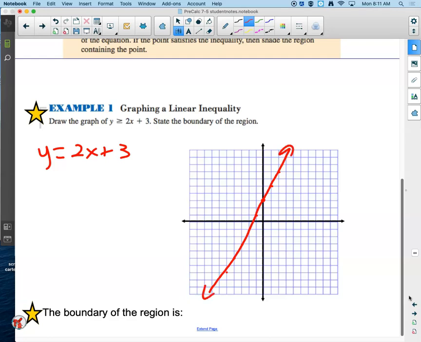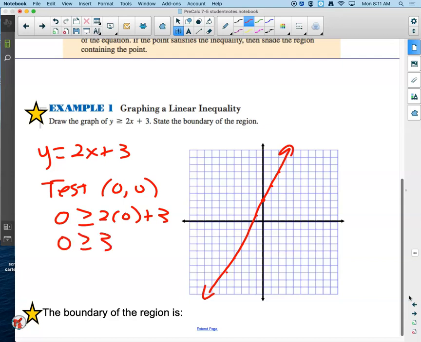And then we test a point to see which way to shade. And if your line doesn't go through 0, 0, that is always the easiest point to test. So we're going to test 0, 0 and see if it makes sense in our inequality, if it's true. And this would say 0 is greater than or equal to 3, which hopefully we go, no, that's not true. So that means we don't shade on the side of the line where 0, 0 is, because that's not a solution. We shade the other way.